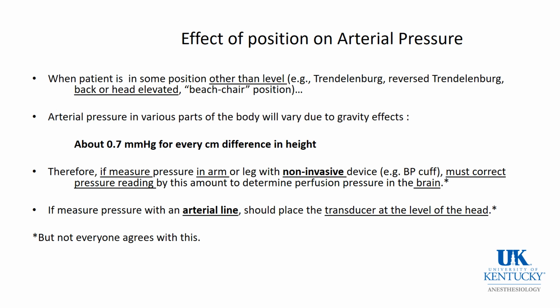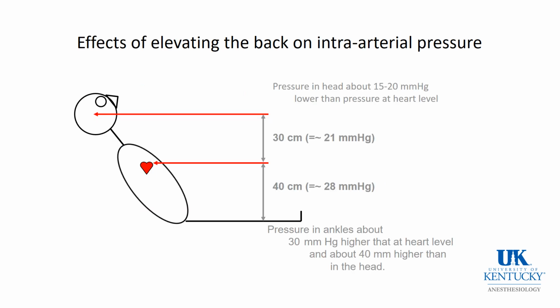A common position for our patient is the back up position. The back is elevated about 30 degrees. The head is about 30 centimeters above the heart and the arm where blood pressure cuffs are. And because of gravity, the pressure in the head is about 20 millimeters lower than the pressure in the heart. For this reason, when the patient is not level, the transducer should be at the level of the organ you're most interested in, and I hope you're most interested in the brain.